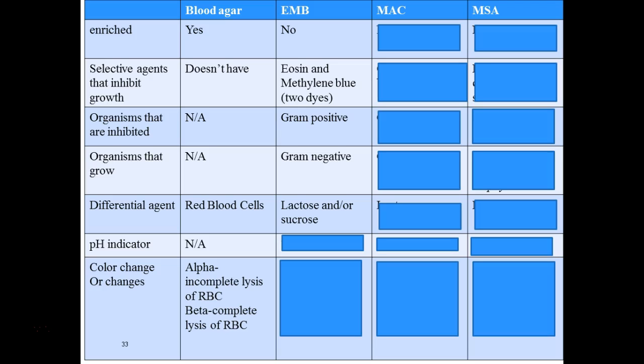Okay, so this one, what's the pH indicator? What's going to help us know that acid was produced? The two dyes, right? These are actually also pH indicators. So what color changes are you going to see? Well, it depends on the organism and how much acid it produced, right? E. coli is my favorite on this media, because what does it look like?